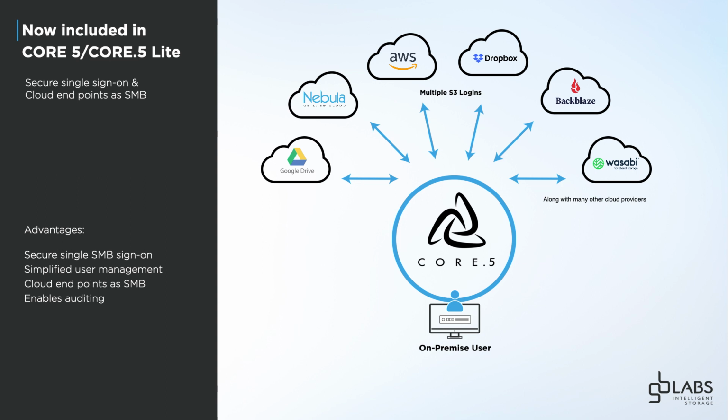The first one is the ability to use single sign-on and also to be able to take your cloud endpoints and share them out using SMB. So very simply, you can mount your cloud storage endpoints within the Core OS using your admin privileges, and then you can create a workspace from those which allows you to share them out over SMB on your local network. Your local on-prem users will simply log in with their username and password as determined by the Core 5 OS that you've set up, and then they can just log in and work with that storage as if it's local storage.